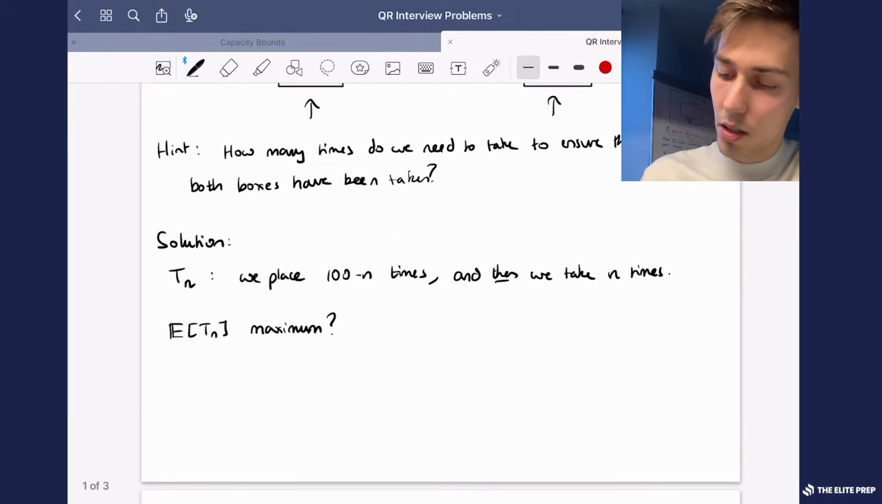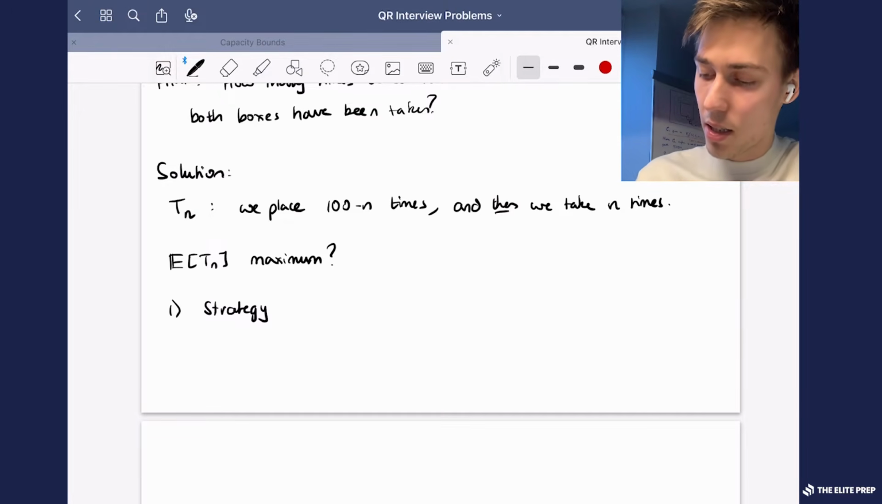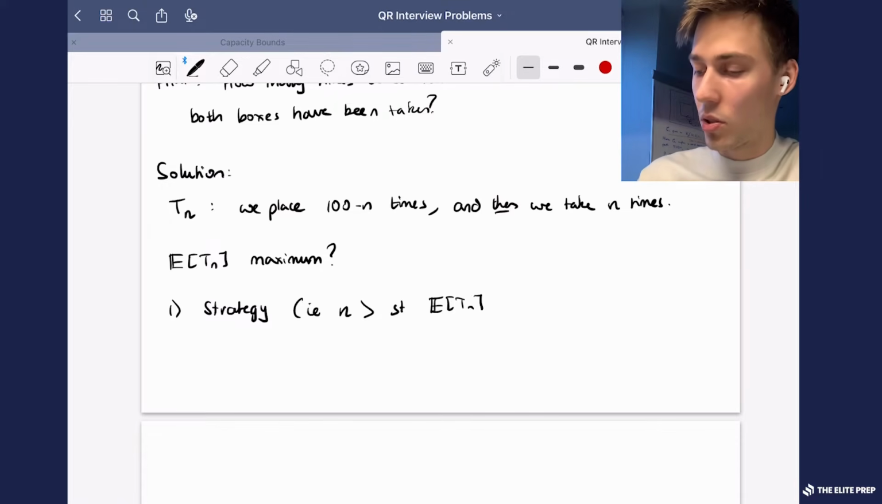So first, we want the strategy, i.e. n, such that ETN is maximal. And then we want the value of ETN itself.